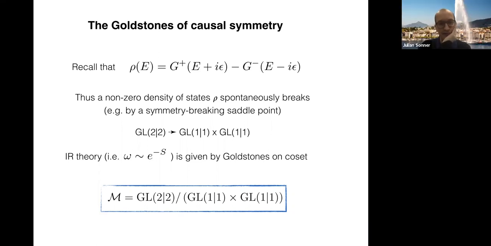Not necessarily, in fact. But let me continue. There's a saddle that breaks... So causal symmetry is always broken, but there is one saddle which breaks it by leaving supersymmetry intact, and there is one which also breaks supersymmetry. And the existence of these two saddles is also very important.